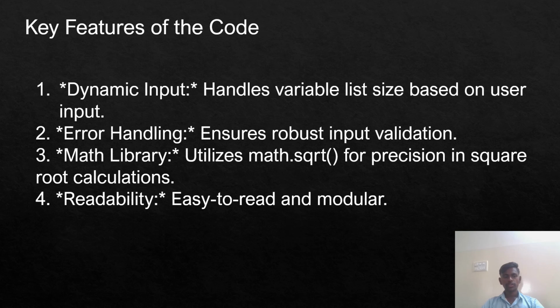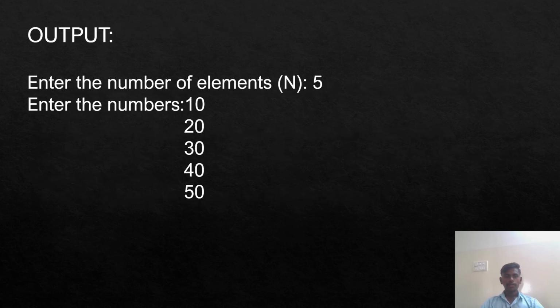Then key features of this code. First one is dynamic input. Dynamic input will handle variable list size based on user input, and then error handling ensures robust input validation. Math library: here we are importing math, and its importance is utilizing math.sqrt for precision in square root calculation. Then readability: easy to read and modular.